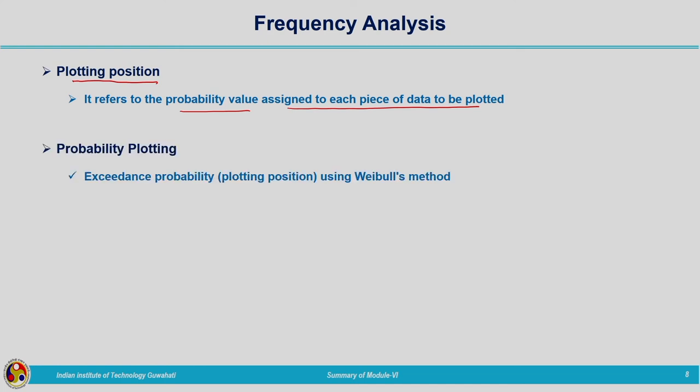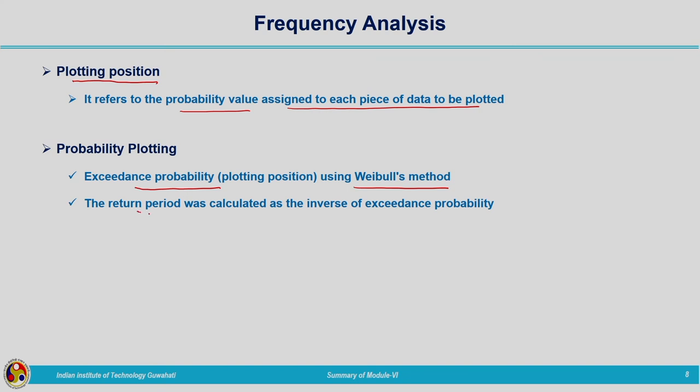After that, we did the probability plotting, that is, exceedance probability calculated by using the Weibull method. Different probability plotting methods were discussed, but the example which we carried out was related to the Weibull method. In that case, the data having the highest value is put at rank 1. Data is arranged in descending order and the ranks go from 1 to n if n data points are there. And based on the plotting position formula, we can find the exceedance probability.